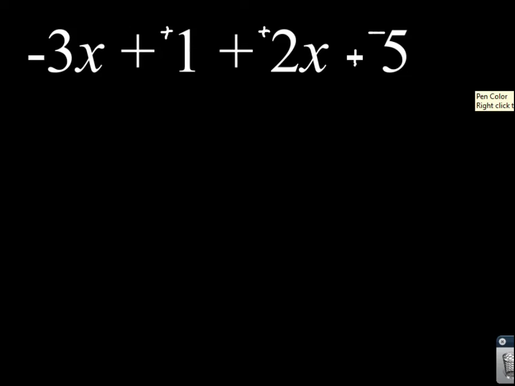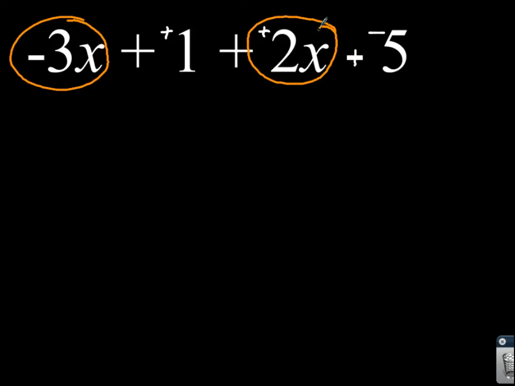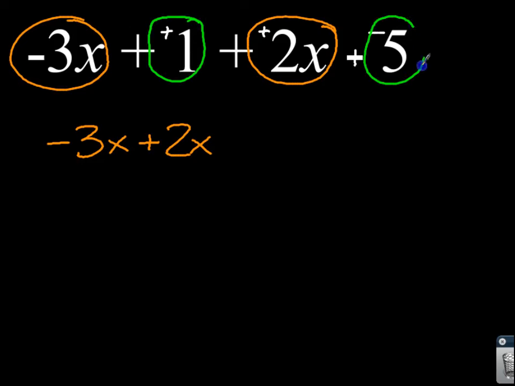So here's a variable term, and here's a variable term. These two together, I'm going to write negative 3x plus 2x. And then here I have a positive 1 and a negative 5. Now notice I have adding in between each of them because it's just like saying and. I have negative 3x and a positive 1 and a positive 2x and a negative 5. When you do it that way, you can just identify what they are, and then you can add or subtract them in any order. So that's the purpose of that.